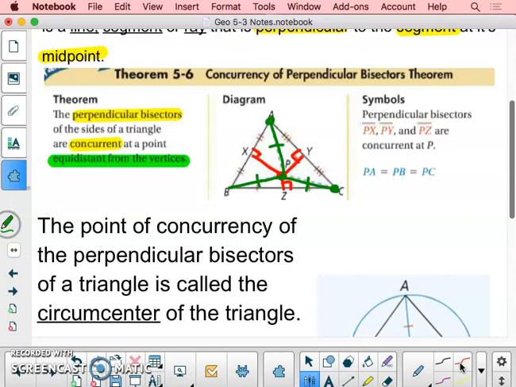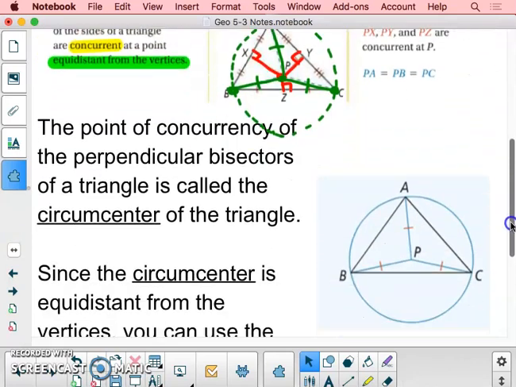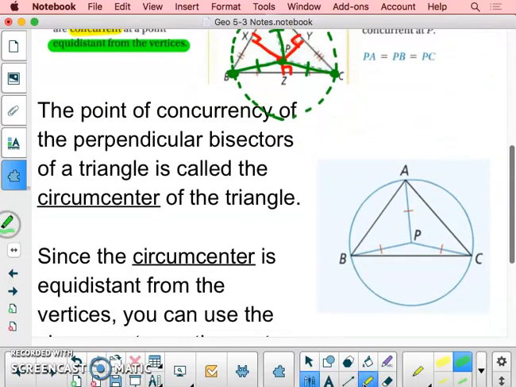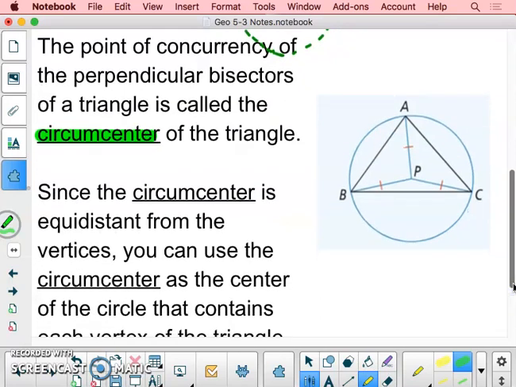Excuse my bad art, but what happens is you can draw a circle that goes perfectly through each of the 3 points around the triangle. The fact that they're equidistant from the vertices means you can pop that circle up that goes through all 3 points. The point of concurrency is called the circumcenter, like I called it before. The circumcenter of the triangle is the spot where the perpendicular bisectors meet, where they run into each other.